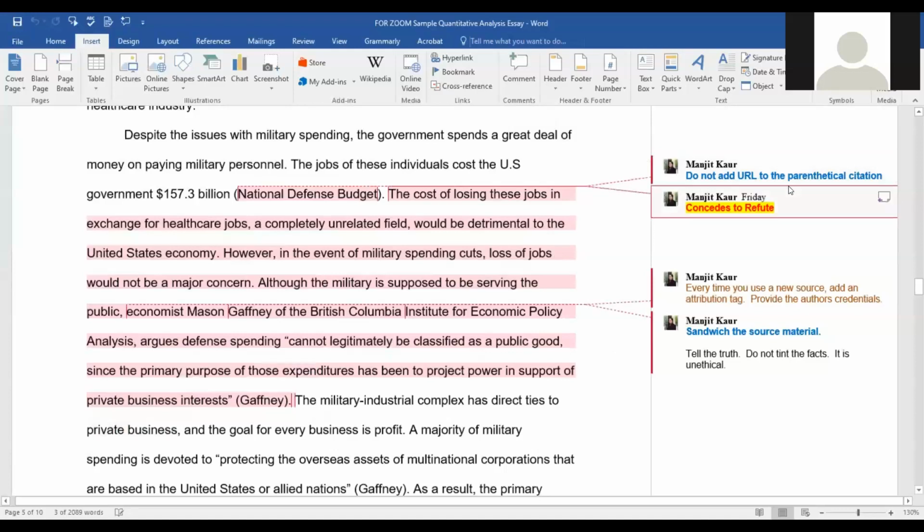Next is, do not add the URL to the parenthetical citation. Points are deducted if you do that, if you are citing a source with a URL.